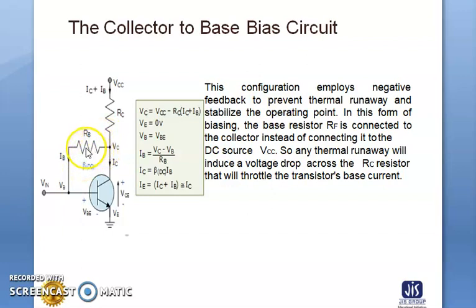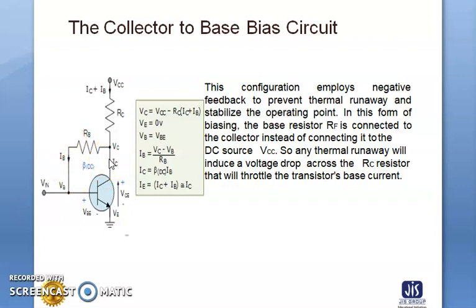Therefore it provides good stability. In this circuit the base bias resistor RB is connected to the transistor collector C, instead of to the supply voltage VCC. So it connects with the collector terminal C.